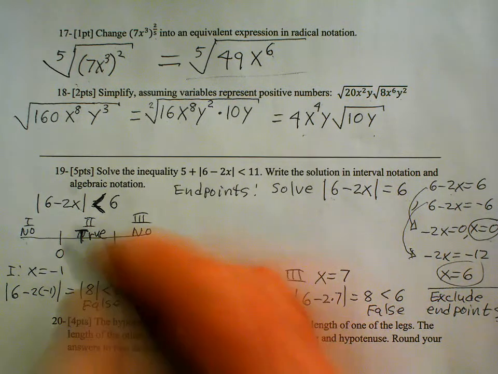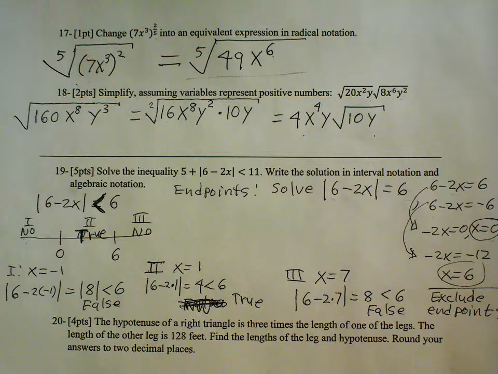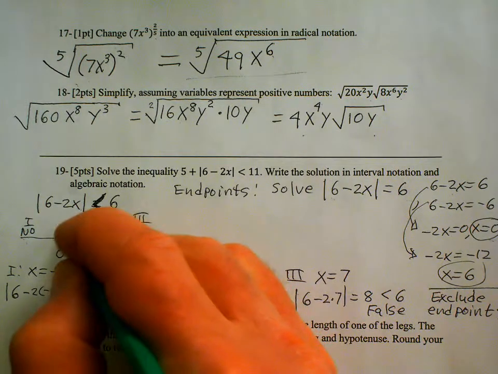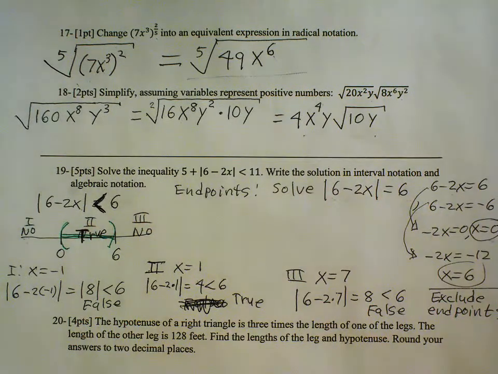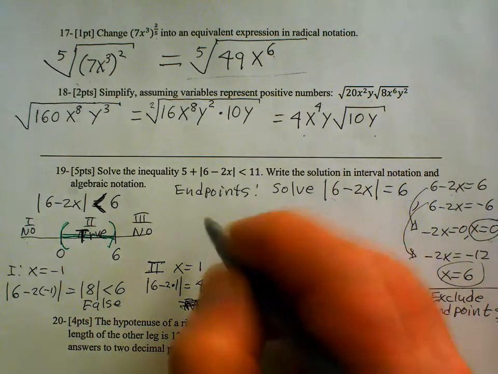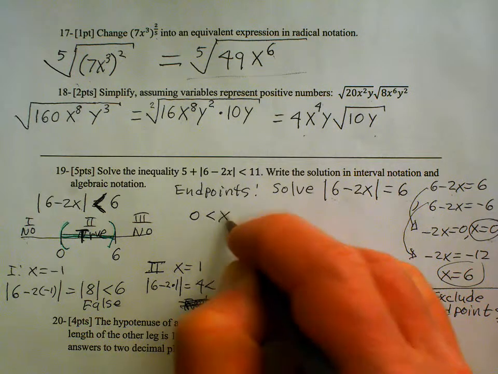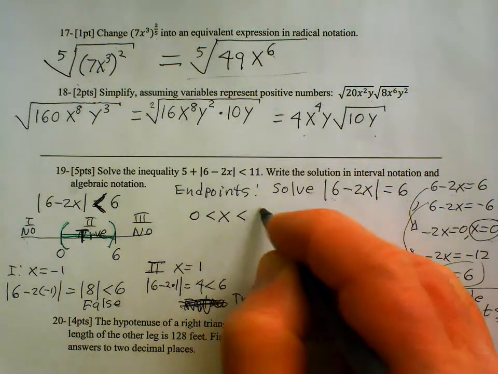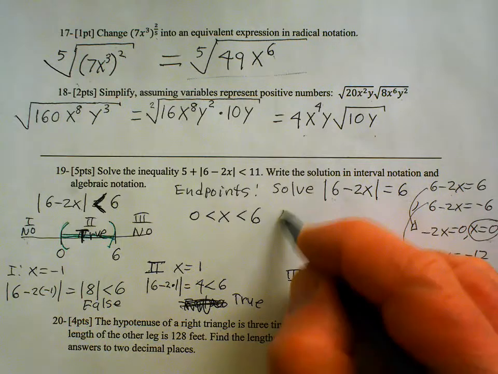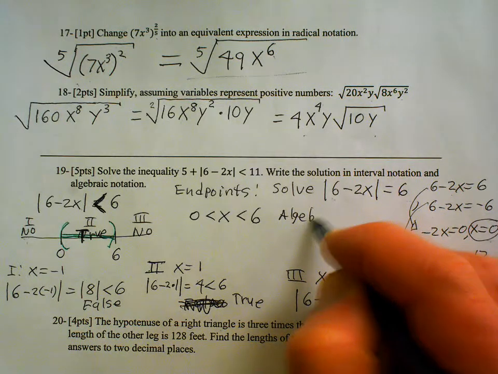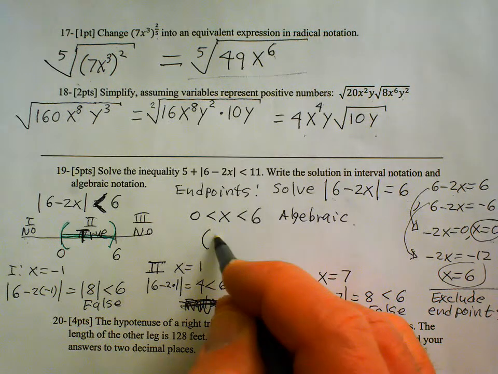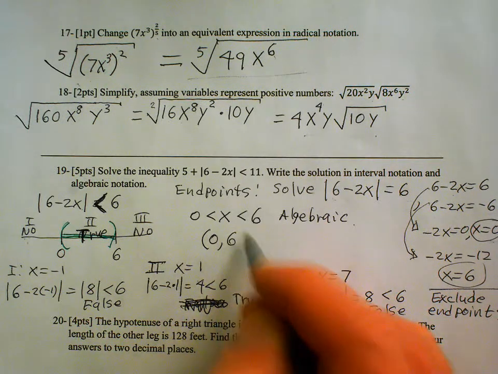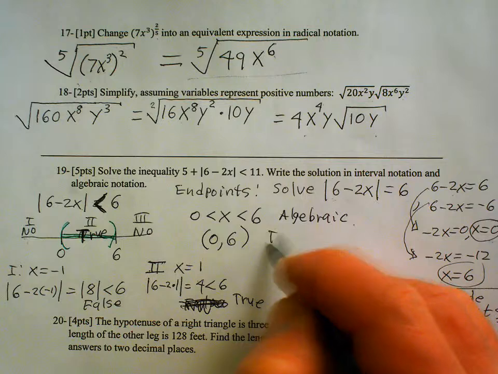Okay, so graphically, the middle interval, we put parentheses at the endpoints. And the algebraic notation is 0 less than x, which is less than 6. And then the interval notation is parenthesis 0, comma 6 parenthesis.